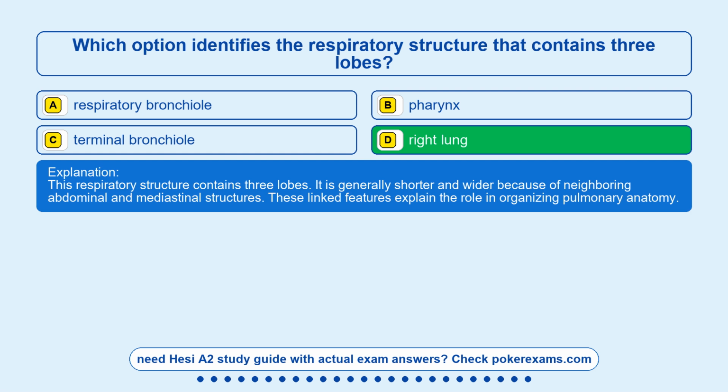This respiratory structure contains 3 lobes. It is generally shorter and wider because of neighboring abdominal and mediastinal structures. These linked features explain the role in organizing pulmonary anatomy.